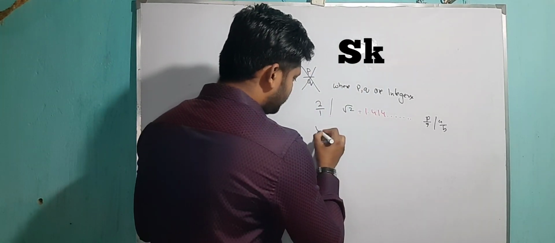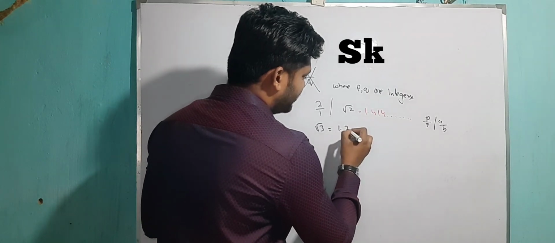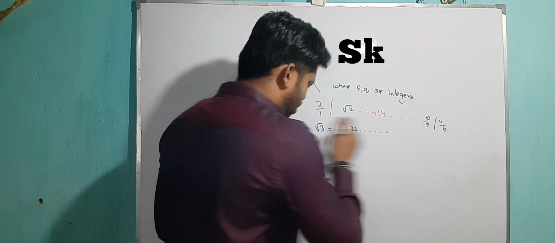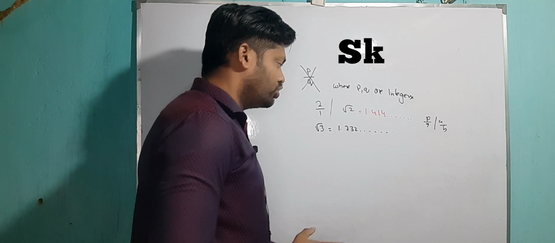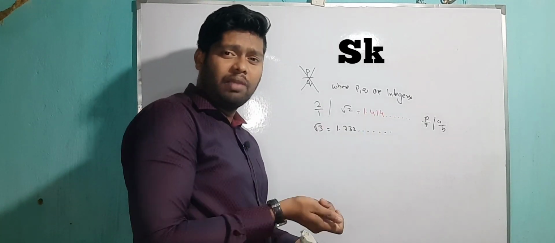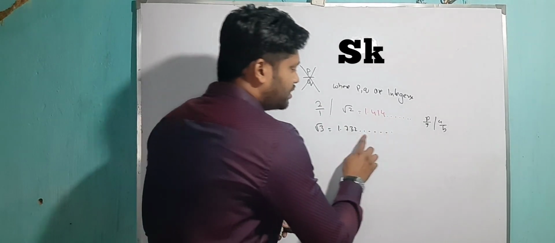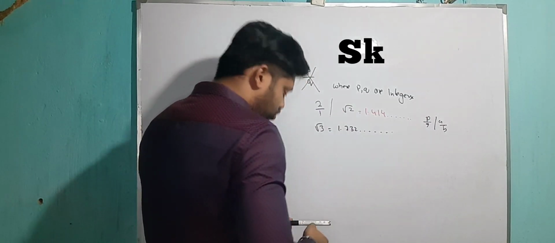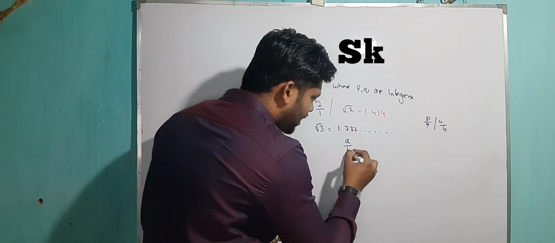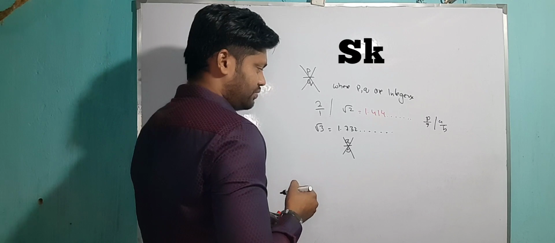Now, root 3 value is 1.732 dot. After the dot, many numbers, sir. So can you express this in a by b form? No sir. Why? Because there are many dots, I don't know how many numbers there are. So we cannot express it in the form of a by b. So it's an irrational number.